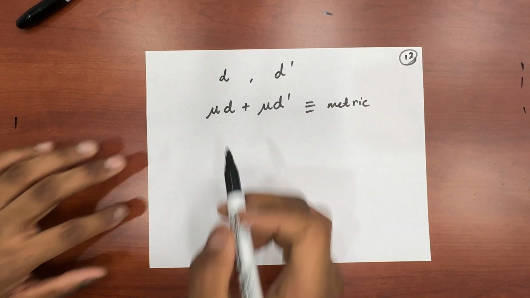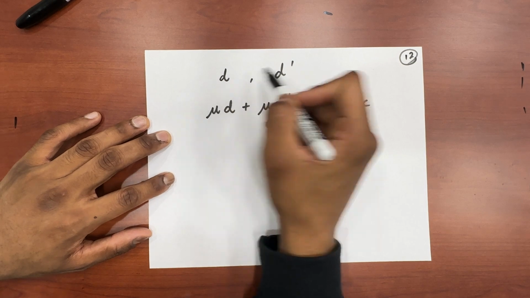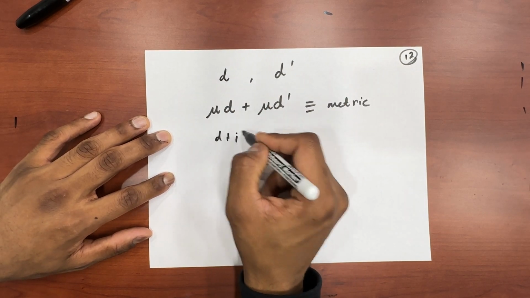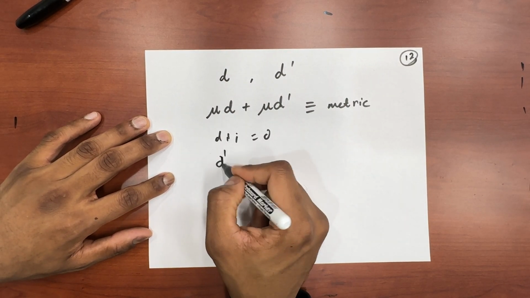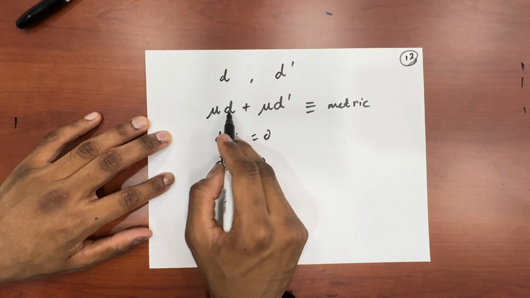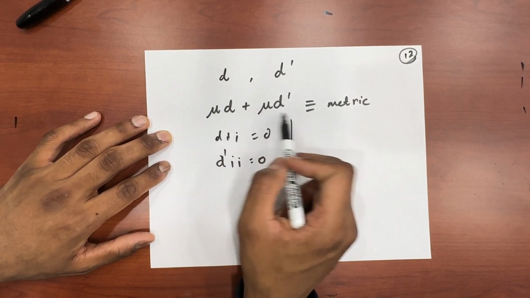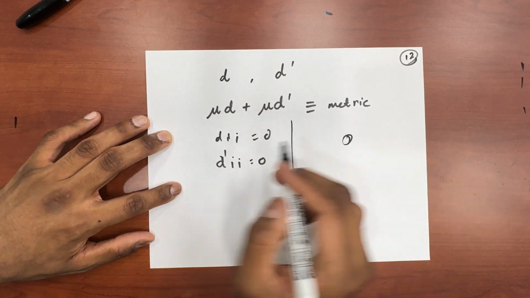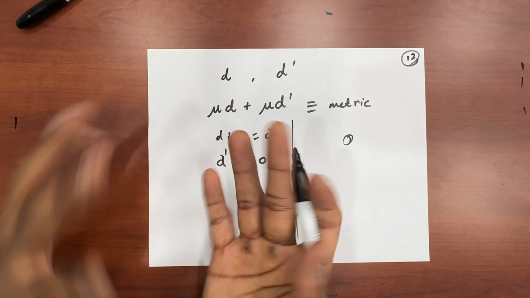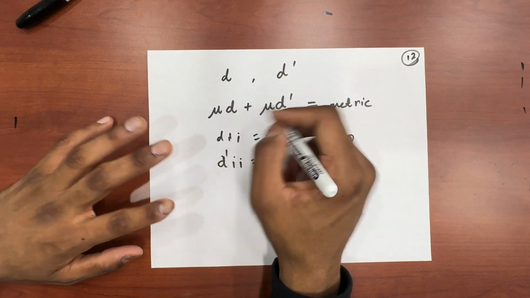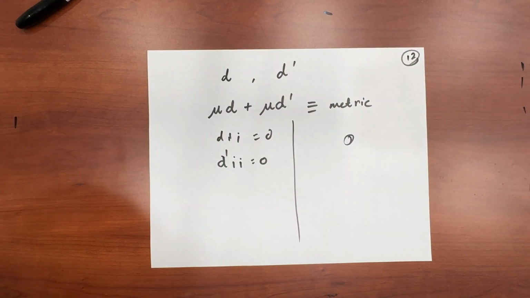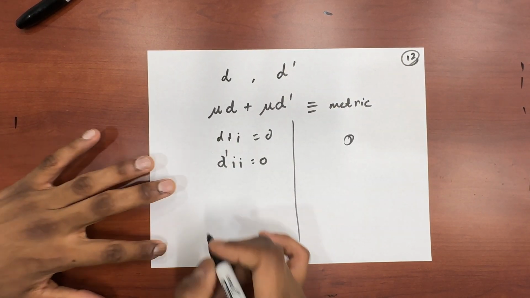Okay, let's verify it. Dii is 0. D prime ii is 0. So in a positive combination, it will also be 0. Dij and Dji are symmetric, so the positive combination will also be symmetric. The only thing we really need to verify is the triangle inequality.